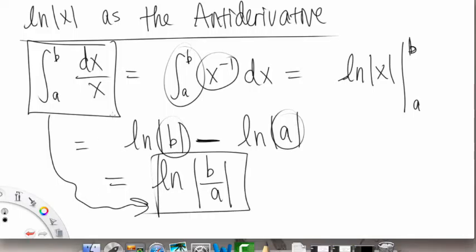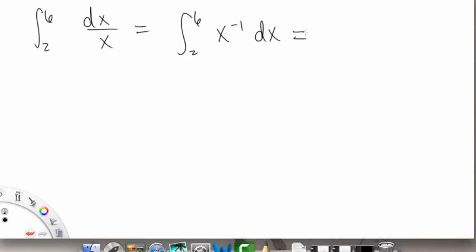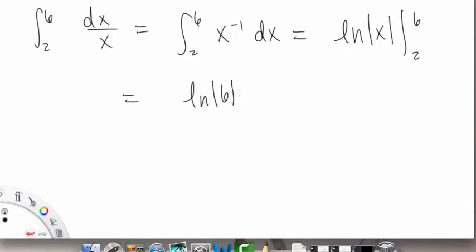So let's see an example of that real quick, and we'll wrap up this concepts video. Let's say we're given the integral from 2 to 6 of dx over x. This is basically saying the integral from 2 to 6 of x to the negative 1 dx. So this is going to be ln of x evaluated from 2 to 6, and this is equal to ln of 6 minus ln of 2 when you plug them in.